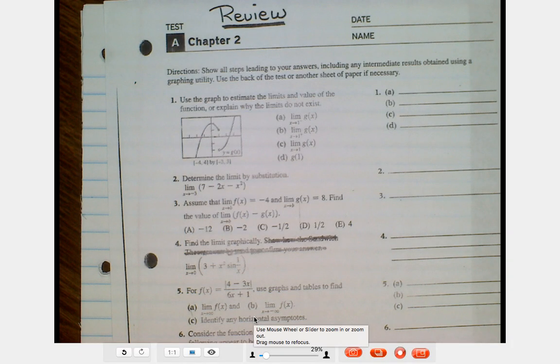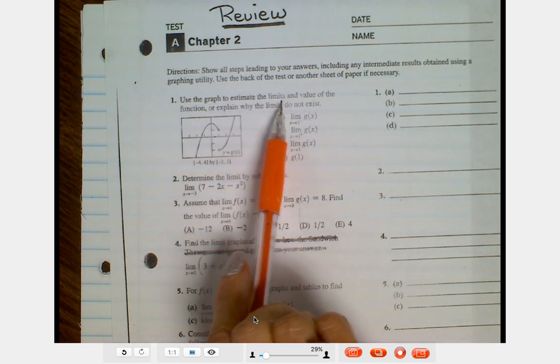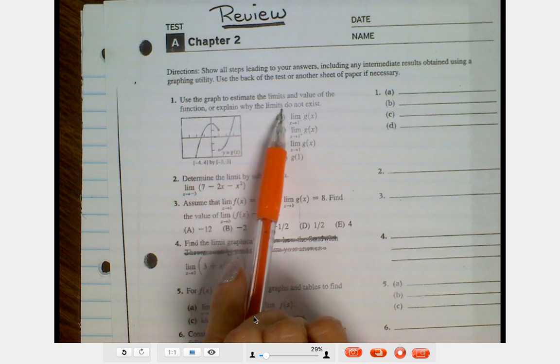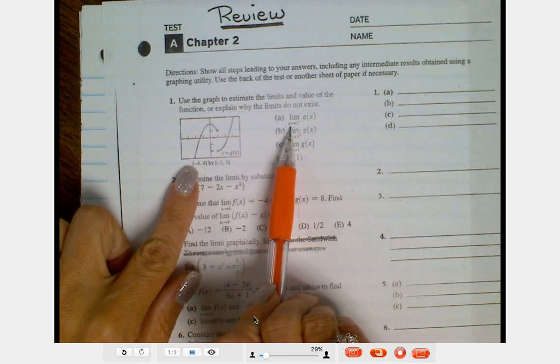Okay, so this is the review for your Chapter 2 test, which will be on Friday. So I'm going to take you through each one of these problems and show you how you need to approach them. All right, so let's look at the first one. It says use the graph to estimate the limits and value of the function or explain why the limit does not exist. So we're looking at the limit as x approaches 1 from the left.